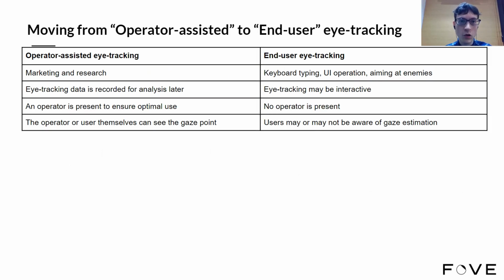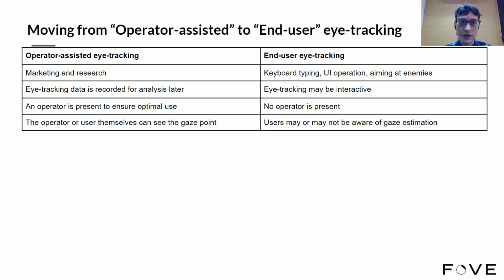In order to achieve these goals, we propose to shift the paradigm of what use case the benchmark aims to estimate. We split the target audience into two use cases, where the first is operator-assisted eye tracking, and the second is end-user eye tracking. An example usage of operator-assisted eye tracking is marketing research, which allows data to be recorded, allows gaze post-processing and filtering, and allows a wide range of restrictions to data collection. End-user eye tracking example usage includes keyboard typing, UI operation, aiming at enemies in games, and any other kind of potentially interactive eye tracking application.